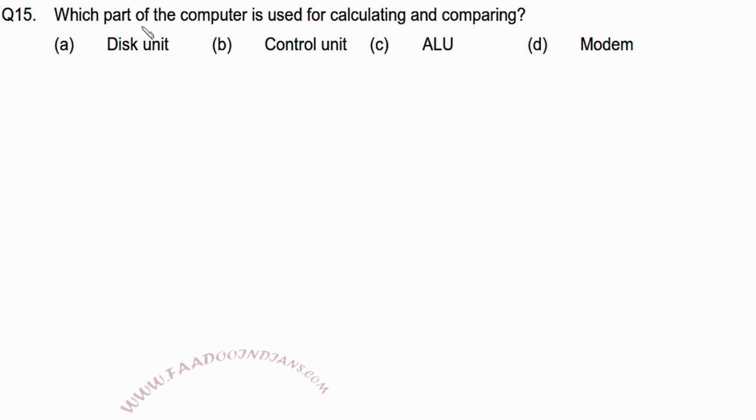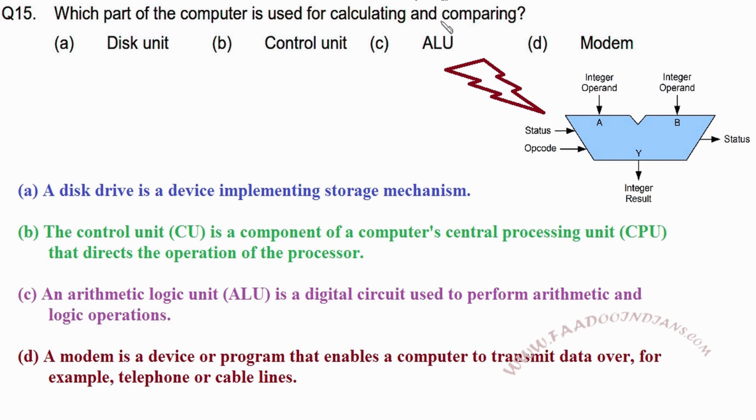15th, which part of the computer is used for calculating and comparing? It's very simple. It is the arithmetic logical unit, ALU. This is what an ALU looks like, and how it works. It has different integer operands, A and B. It takes them, checks its opcodes, and then status and integer values, and so on.